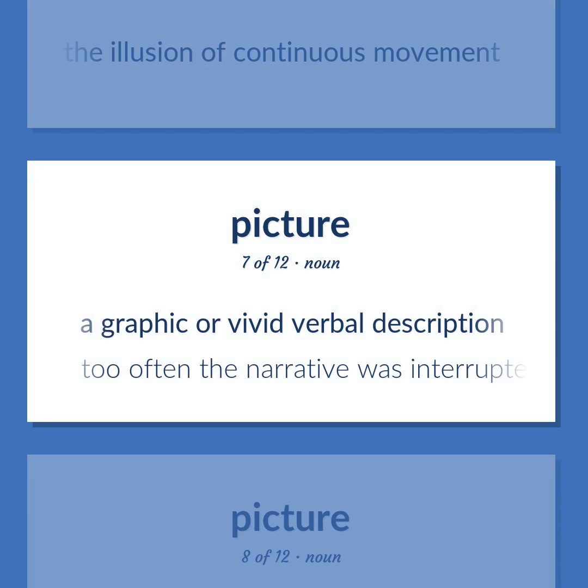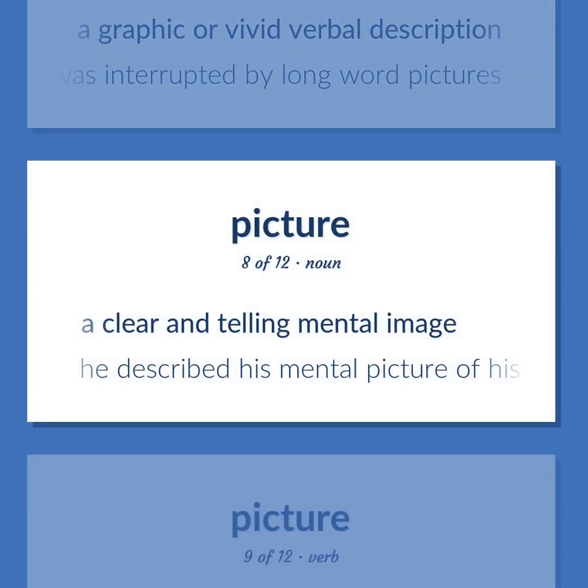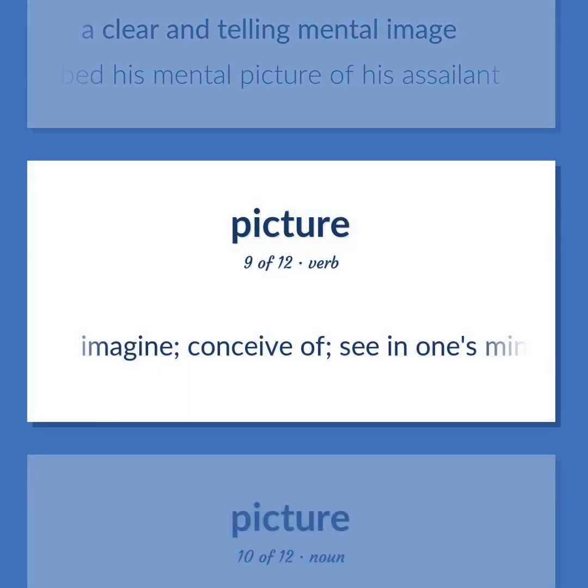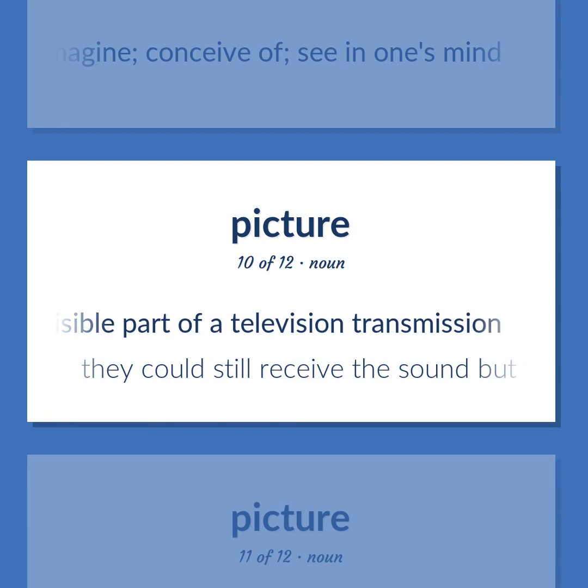A graphic or vivid verbal description. Too often the narrative was interrupted by long word pictures. A clear and telling mental image. He described his mental picture of his assailant. Imagine, conceive of, see in one's mind. The visible part of a television transmission. They could still receive the sound, but the picture was gone.